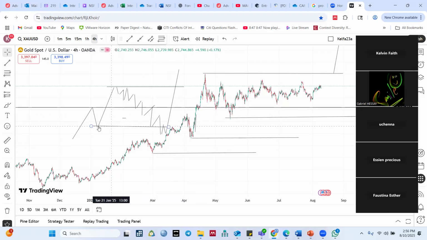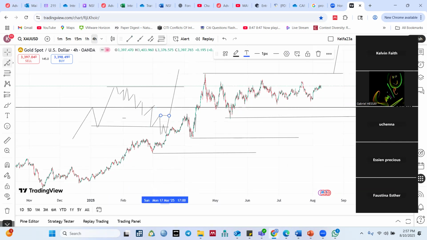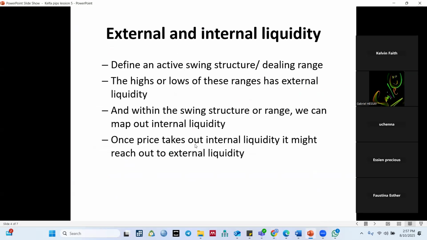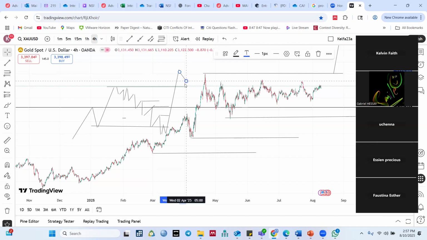Okay. Now, as it took this external liquidity down here, let's see all the substructures here, the internal highs that price will be taking, they become internal liquidity. All the breaks of structure that will be happening internally, they become internal liquidity until price finally takes out the external liquidity. That's what I said here. Once price takes out internal liquidity, it reaches out to external liquidity. Or once price takes out an external liquidity, it will reach out to external liquidity. It's just like that. Okay. So now that price has taken out an external liquidity upside, it is very, very likely that it will drop down.